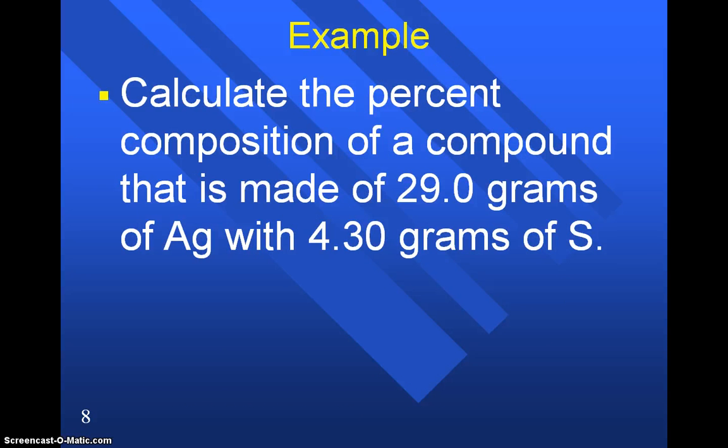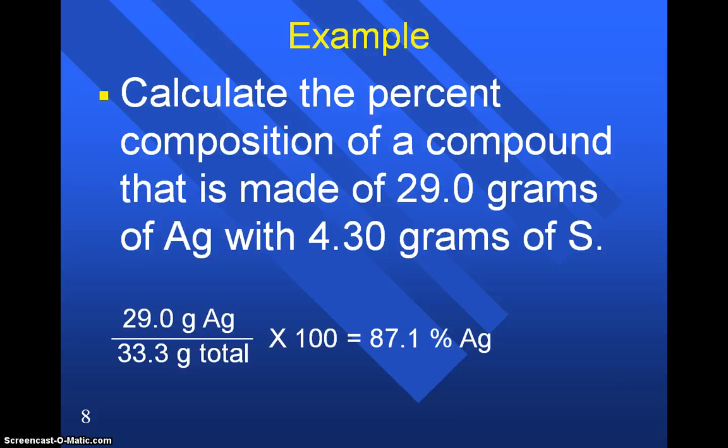So this example says, calculate the percent composition of a compound that is made of 29 grams of silver and 4.3 grams of sulfur. So I have the mass of the parts. I have 29 grams silver and 4.3 grams sulfur. And if I add them together, then I have the mass of the whole, which would be 33.3 grams.